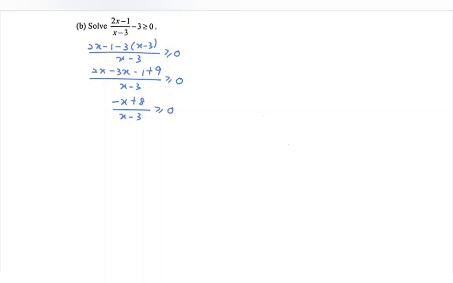Notice that this is the simplest form. So we can determine the sign, which is the positive sign. Next, assume always positive. So negative x + 8 greater than or equal to 0, x - 3 greater than 0. So x is less than or equal to 8 and x is greater than 3.